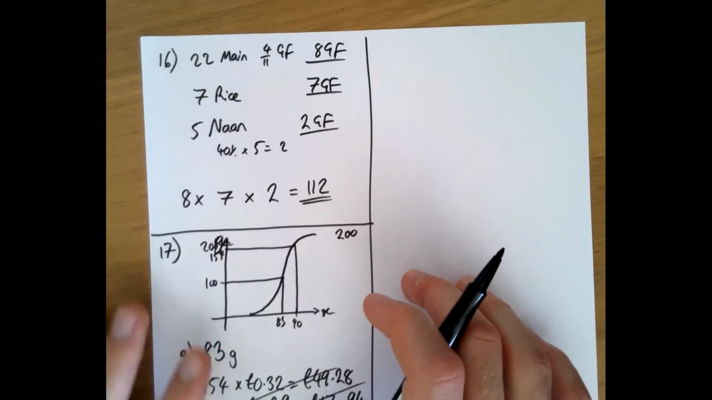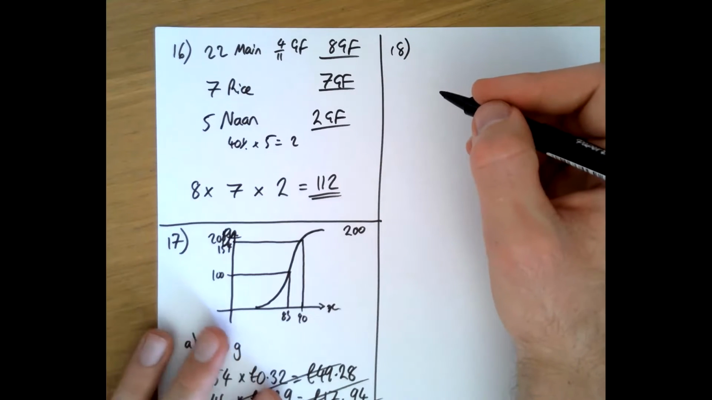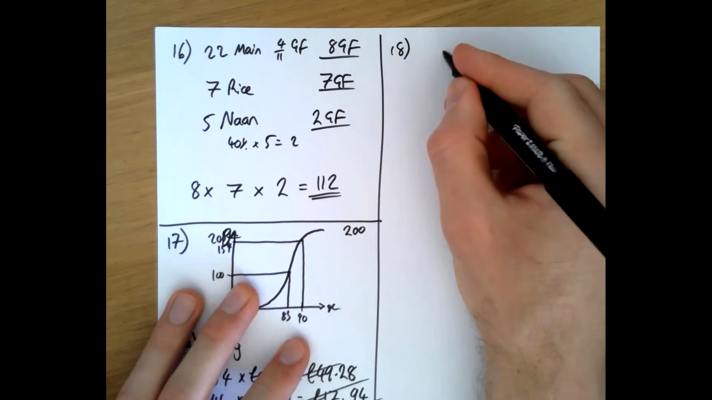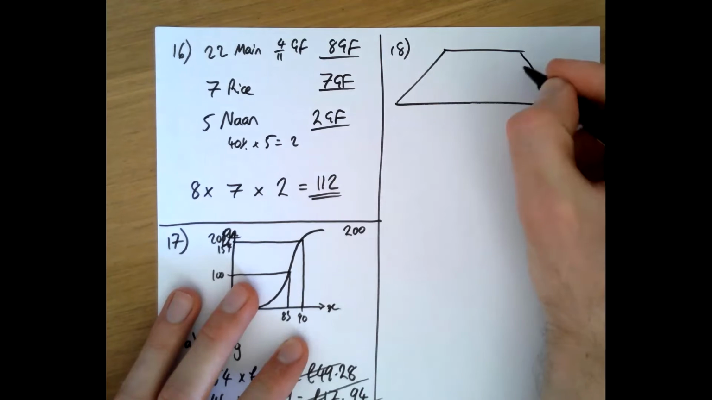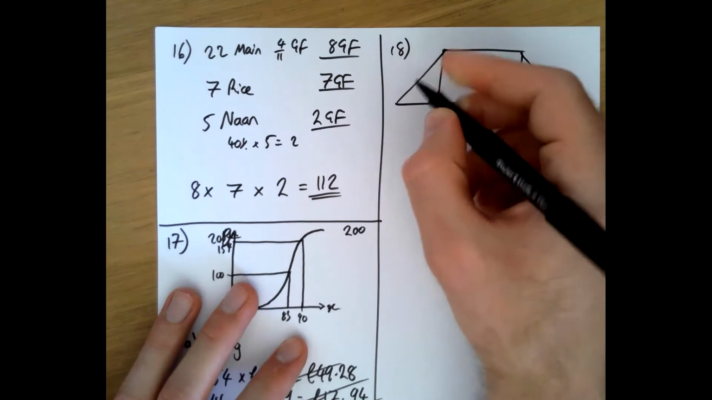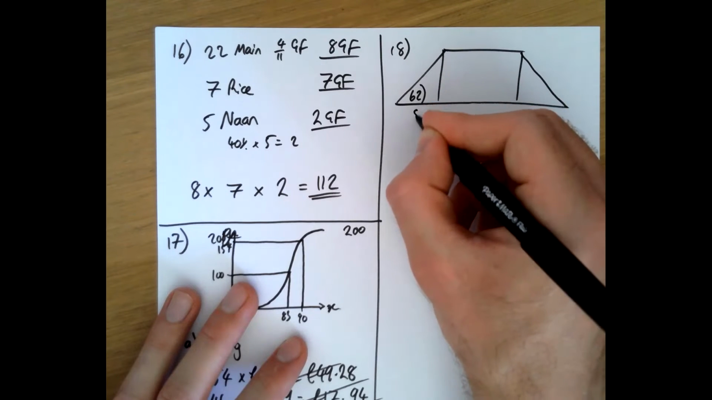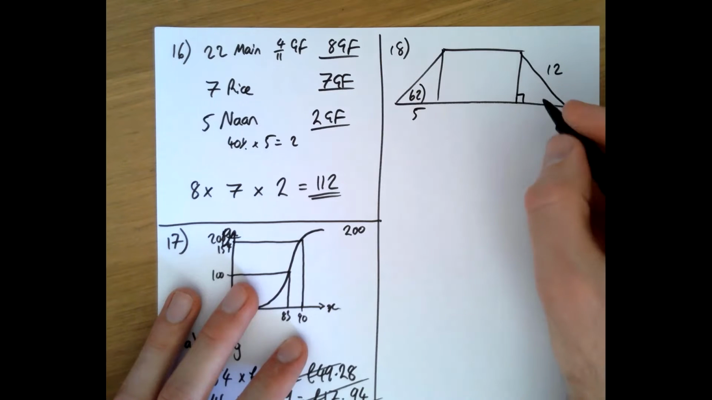Okay, so number 18. This shape is made from 2 right-angled triangles and a rectangle. Work out the size of angle X. So I'm just going to draw the shape out. We've got 2 triangles like so. This one is 62 degrees. This length is 5. This length is 12. And we're asked to work out that angle there.